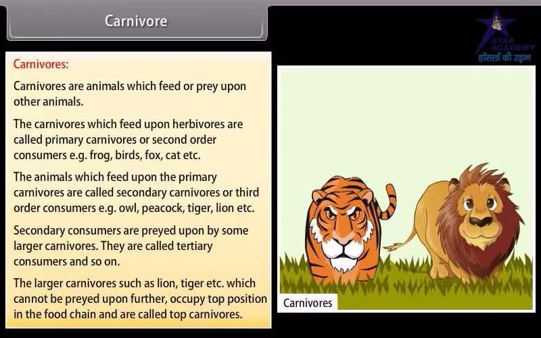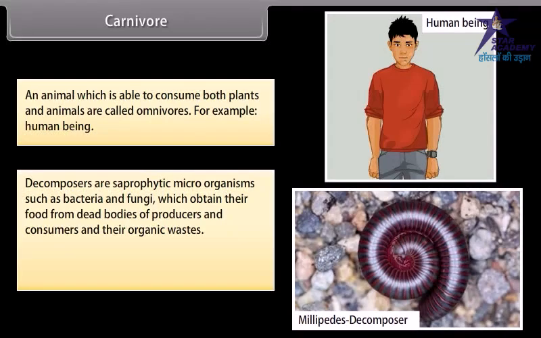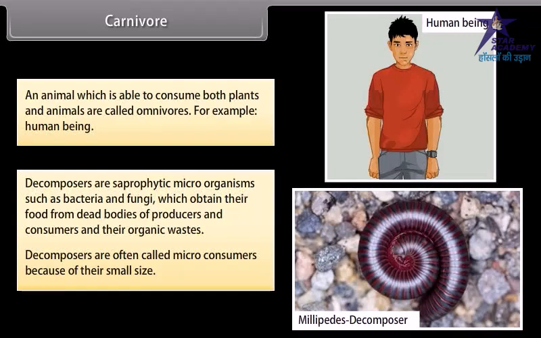The larger carnivores such as lion, tiger, etc., which cannot be preyed upon further, occupy top position in the food chain and are called top carnivores. An animal which is able to consume both plants and animals is called omnivore. For example, human being. Decomposers are saprophytic microorganisms such as bacteria and fungi, which obtain their food from dead bodies of producers and consumers and their organic wastes. Decomposers are often called microconsumers because of their small size.